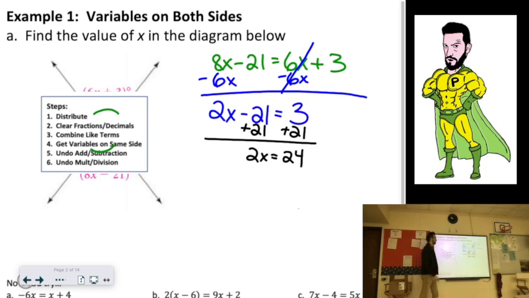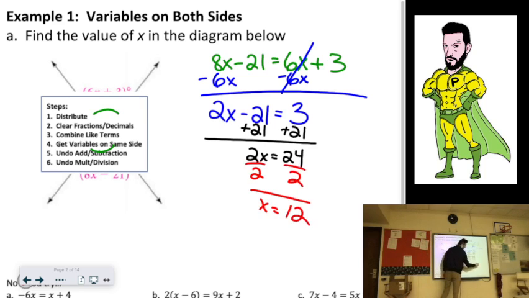All right, and then we will divide by 2. And 24 divided by 2 is 12. So, a curveball, but all we're doing is either adding or subtracting to get the variables on the same side.